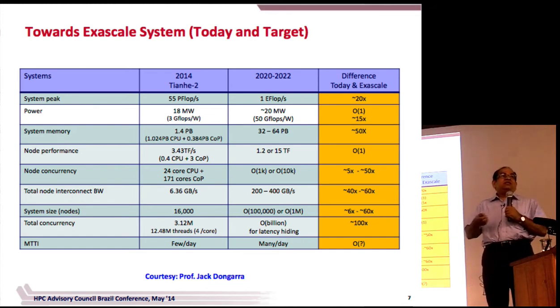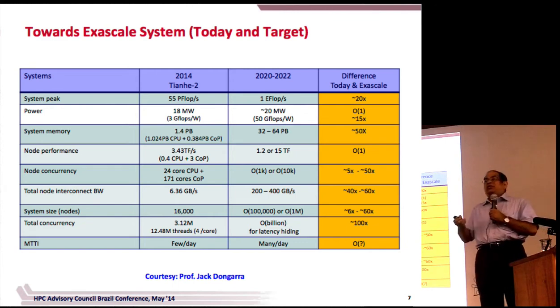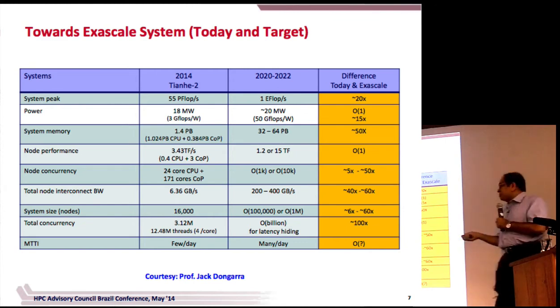So how do you design the networks? How do you design the protocols, the routing, the topology for all these kinds of systems? That is a big challenge. And then you will see the total concurrency, that means how many processes or how many threads you can run on these machines. Currently you can have 3.12 million processes. Then if you take the Intel MIC, it has 4 threads per core, so you can run 12.48 million threads.